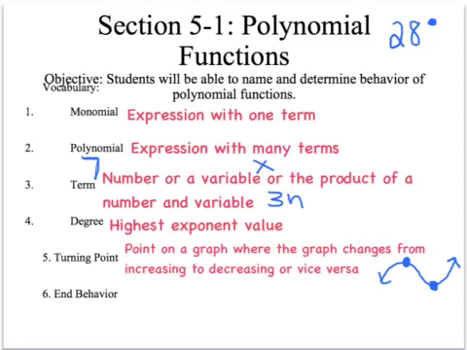And then the last vocab word that we have is end behavior. The end behavior is just describing the graph. It's saying what the graph is doing from left to right. So if we would look at this graph, from left to right, my arrow is pointing down, then it is pointing up. So the end behavior would be down, up. We're going to talk about that next week, but the end behavior just describes the direction of the graph from left to right.